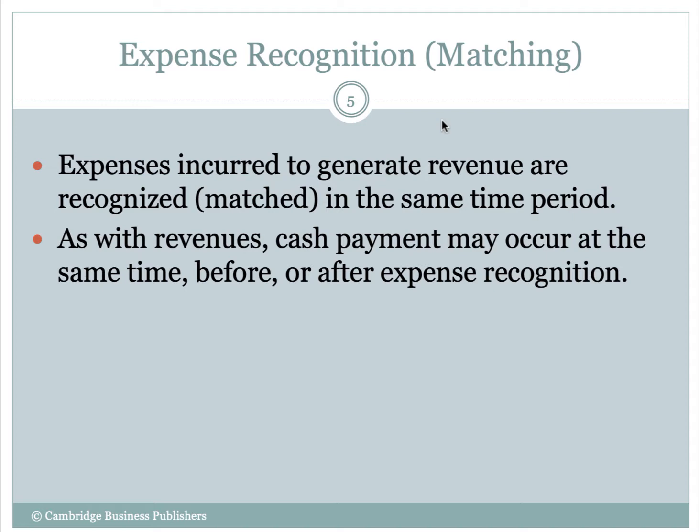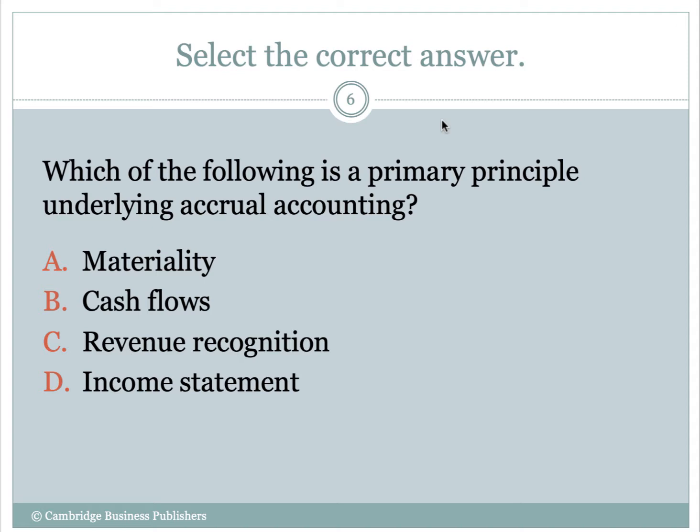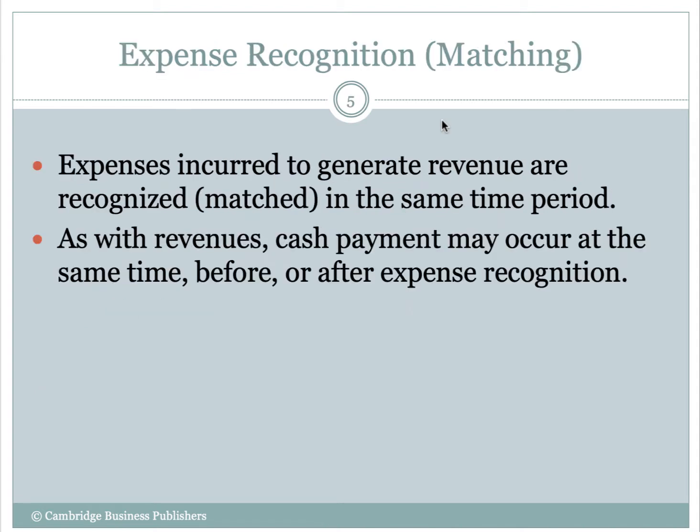We have to buy seeds and material and all that other good stuff. So what we're saying under the matching principle is that any expense that we incur to generate revenue needs to be matched in the same period that that revenue is earned, okay? Again, with accrual accounting, cash payments can either occur before, after, or at the same time of expense recognition, okay? Let's look at some examples, and I think this might become a little clearer.